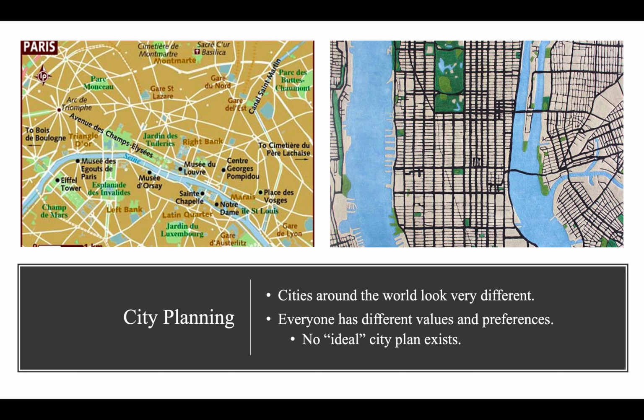So, one important thing to note is that cities around the world look very different. And because everyone is different, everyone has their own set of values and preferences. So, really, there is no ideal city plan that pleases everyone. But here are some examples of some of the differences you can see. So this is Manhattan in New York City. Here's Central Park. And you can see everything is based on a very nice, tight grid system.